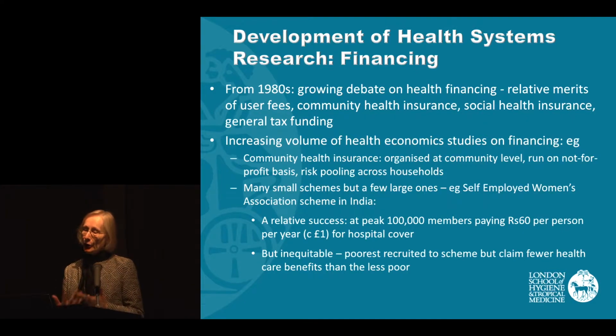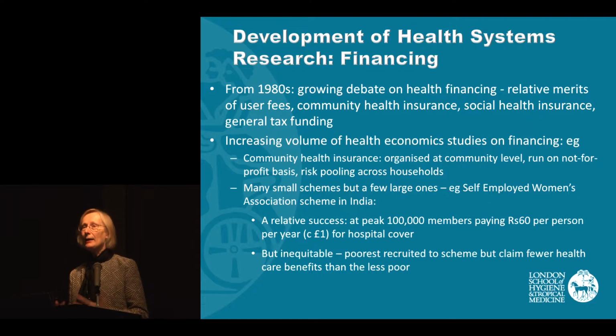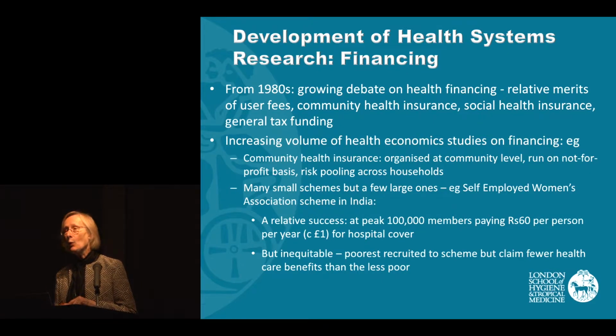Community health insurance is insurance that is organized at the community level, run on a not-for-profit basis, and involving risk pooling across households. In the 1980s, it was a very popular topic. It was thought to be the best way of providing financial protection to rural communities. But in general, the experience was that the schemes were very small, covering a few thousand people.